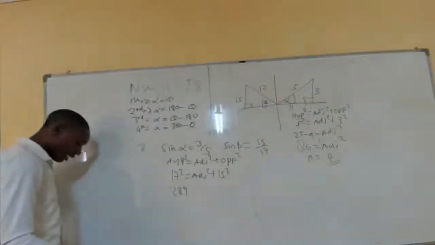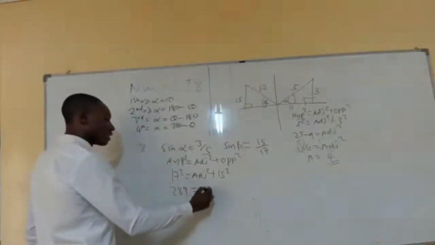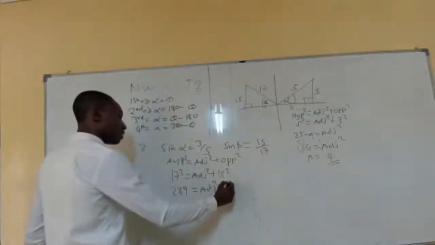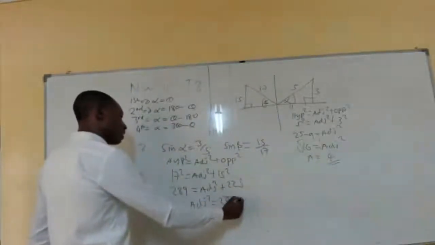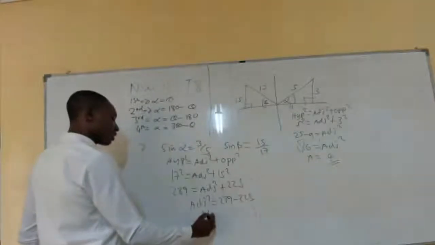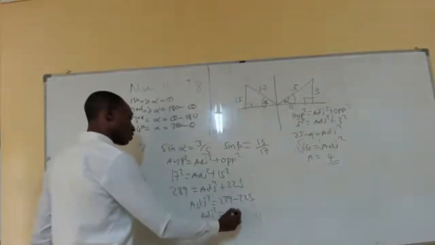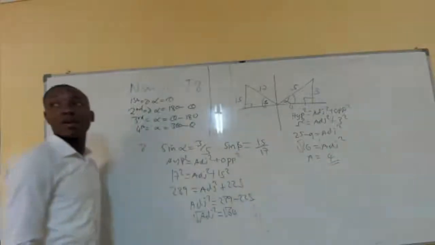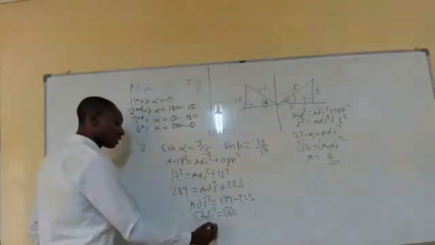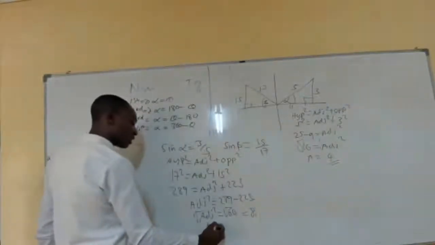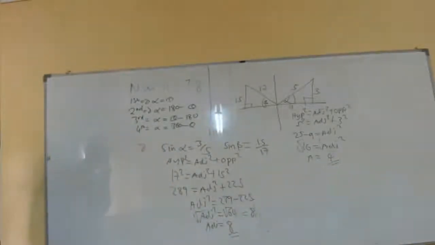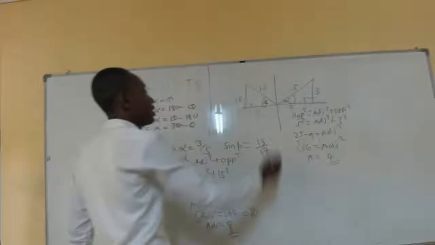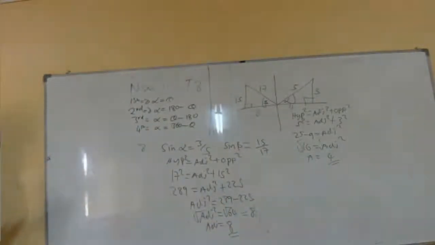We have the adjacent side squared plus 225, so adjacent squared is 289 minus 225. Adjacent squared is now 64. Root, so the adjacent ends up being 8. So where the adjacent is, I'm going to write 8 there.